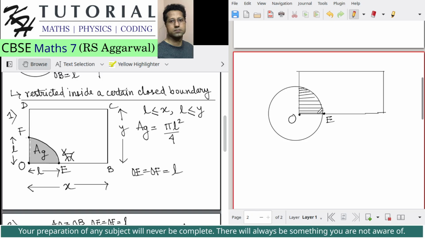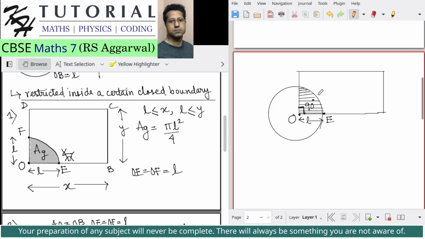This area is nothing but a sector which has a center angle of 90 degrees, and this sector is a part of the circle centered at the point O and radius small l, where small l is the length of the rope. So the area of this sector, which makes an angle of 90 degrees at the center of the circle, is the maximum area over which the animal can graze.